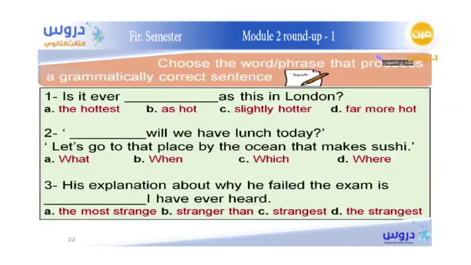Examination practice. Okay, choose the word or phrase that produces a grammatically correct sentence. So we're going to look at some sentences and we're going to try to choose the best word to fit. There is "as". So I think it's "as". Yes, very good. It's as hot as. Next one.